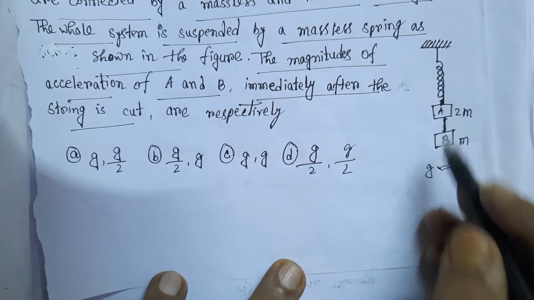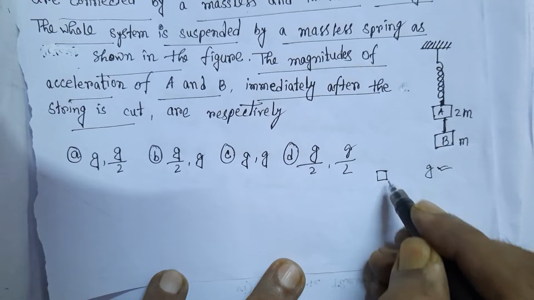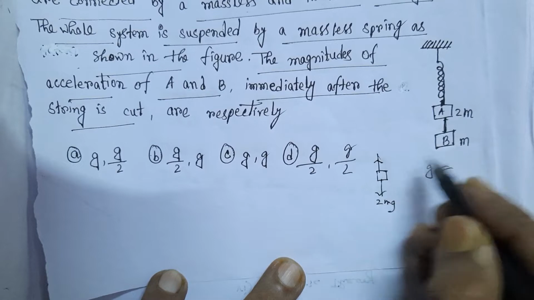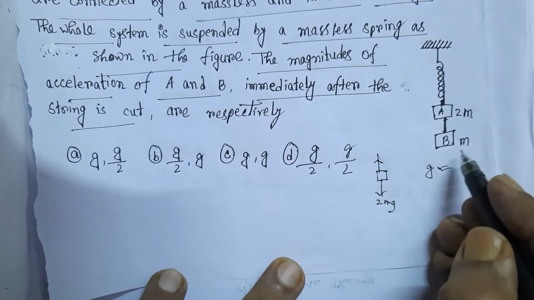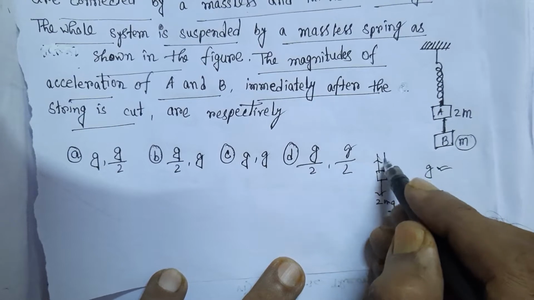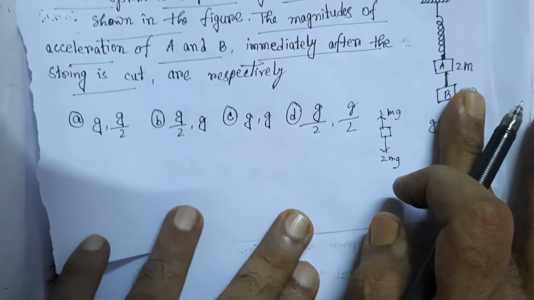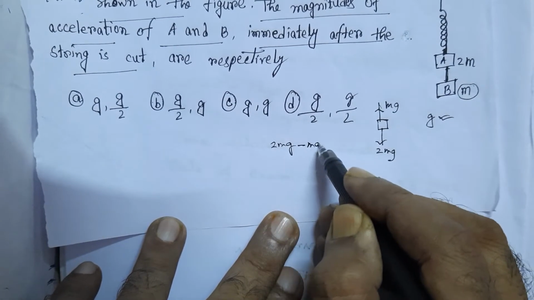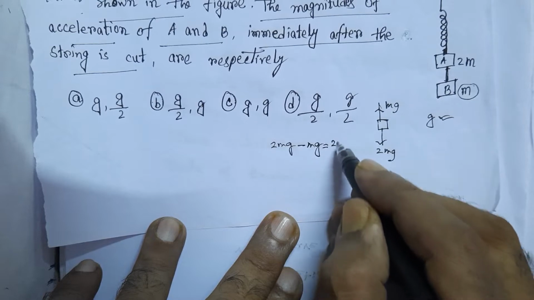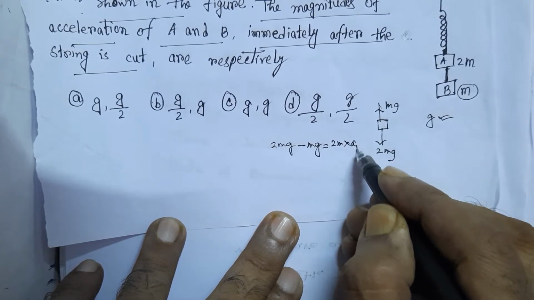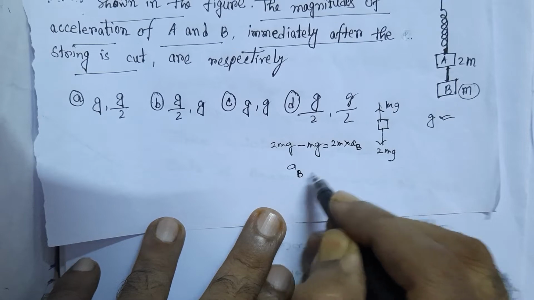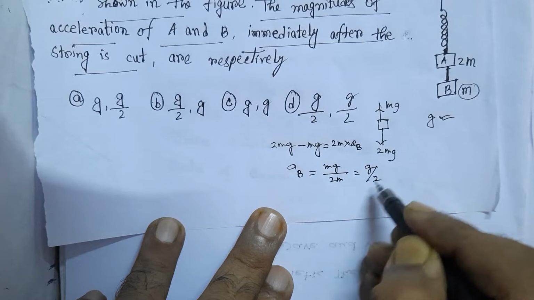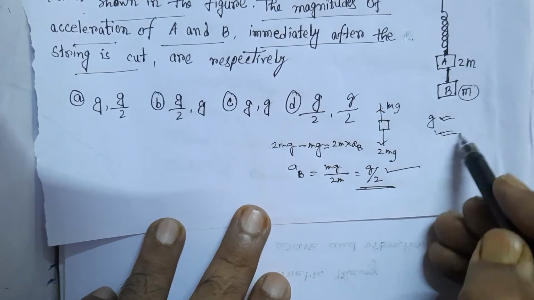For the upper mass, there are two forces acting. Number 1, the downward force, the weight of the mass. And number 2, the reaction force, that is due to this weight of mg. So that is R equals mg in the upward direction. Hence the resultant force acting on the mass A is 2mg minus mg. Resultant force equals mass times acceleration, so acceleration of A equals mg divided by twice m equals g by 2. So the acceleration of A is g by 2 and B is g.